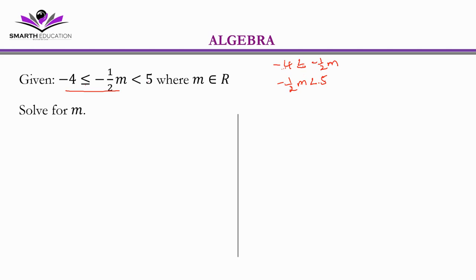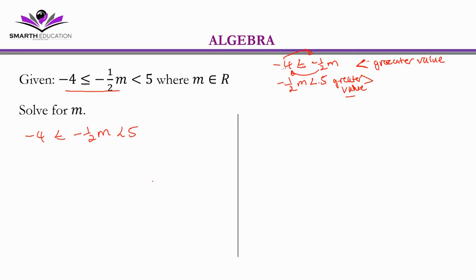So we can read from -4 going this way, or we can even read going this way. Some people talk about the crocodile mouth. This mouth is always opening to the greater value. Even if it's like this, this should be the greater value. Let's come back to our question. So we have -4 less than or equal to -1/2m less than 5.